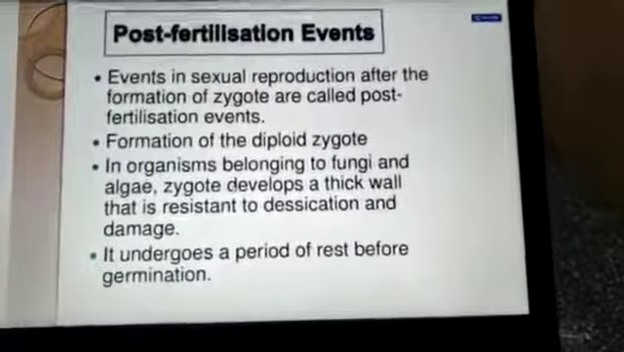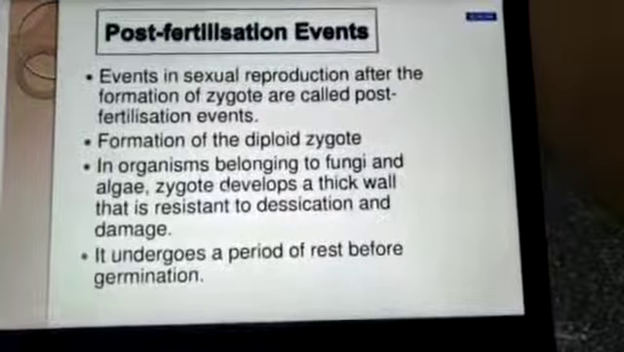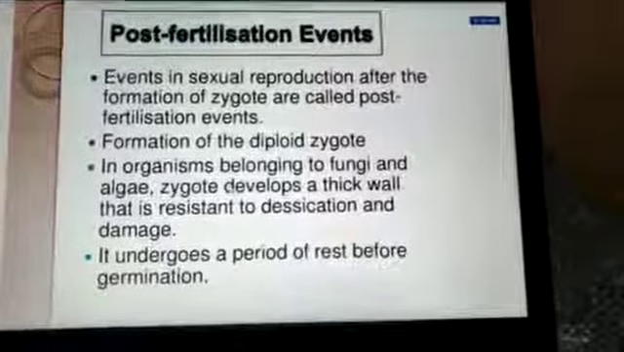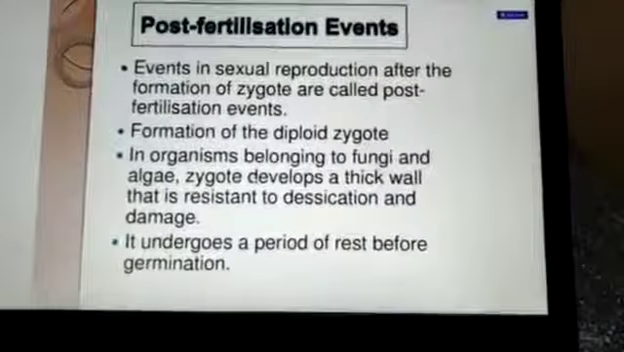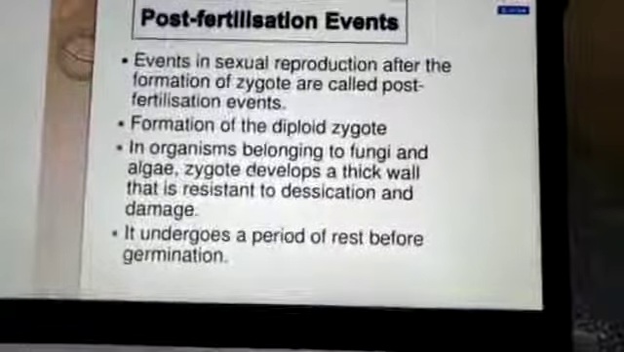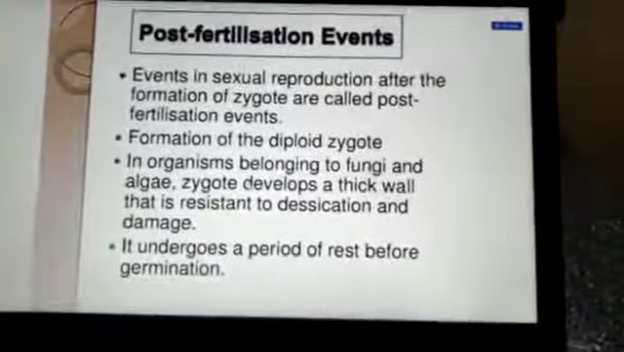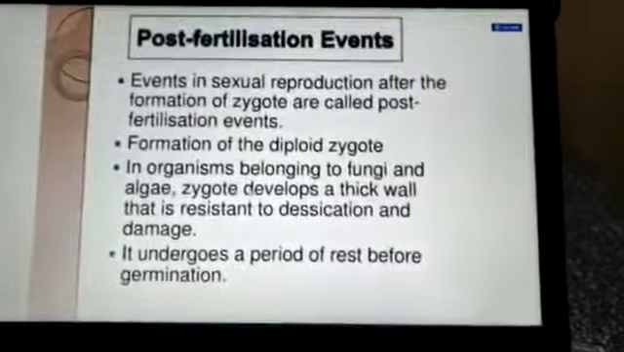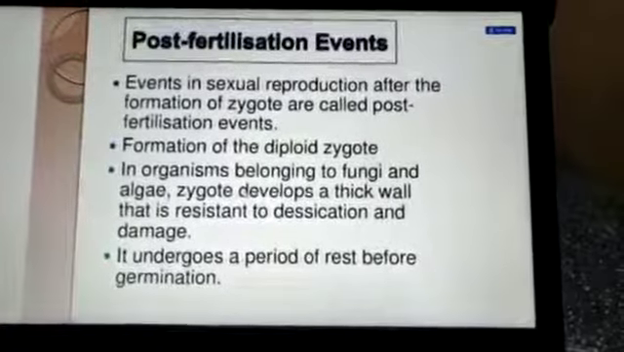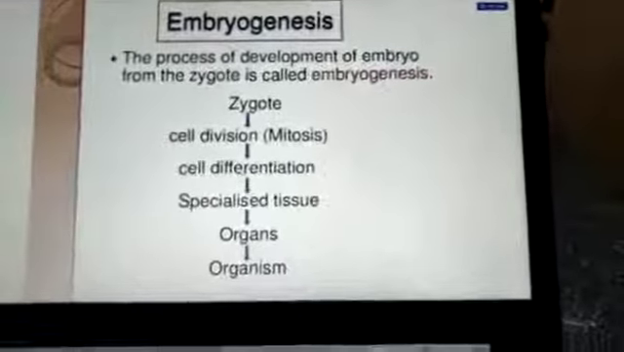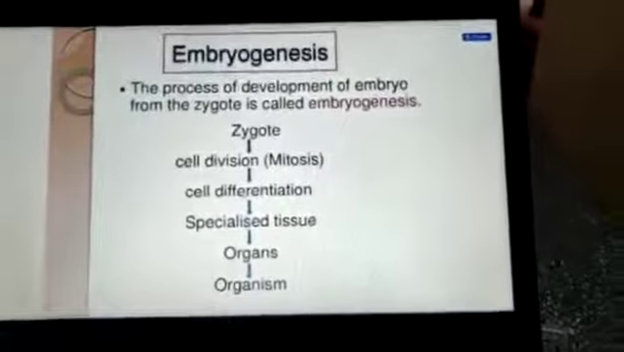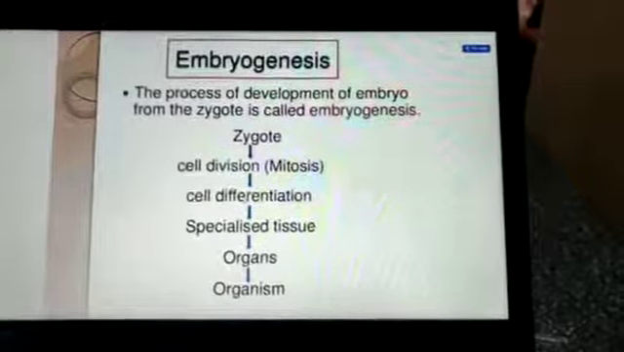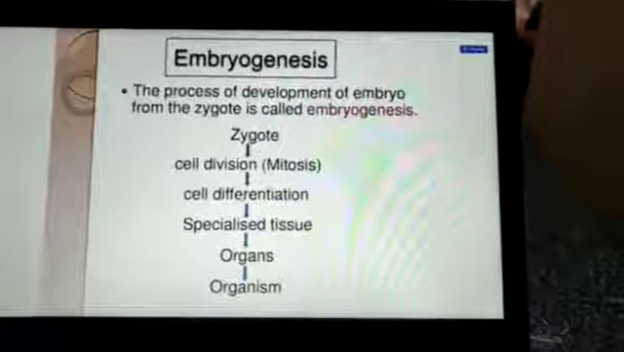Now post-fertilization events. Events in sexual reproduction after the formation of a zygote are called post-fertilization events. A diploid zygote is formed in organisms belonging to the fungi and algae. The zygote develops a thick wall that is resistant to desiccation and damage. It undergoes a period of rest before germination. Now embryogenesis. Once the gametes are transferred and enter the female body, the zygote is formed, then development of an embryo takes place. That is termed embryogenesis.